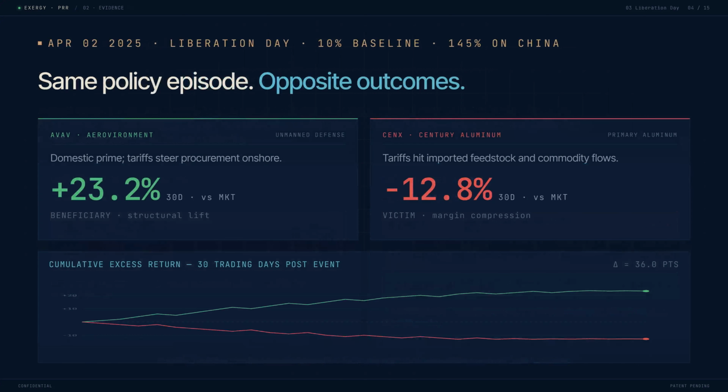This is the idea in one example. On April 2nd, 2025, Liberation Day created a broad tariff shock. AVAV and CNX moved in opposite directions. AVAV up 23.2% and CNX down 12.8% over 30 trading days, a 36-point spread. Same policy episode, different company structures, different outcomes. PRR is designed to find that dispersion inside the headline.